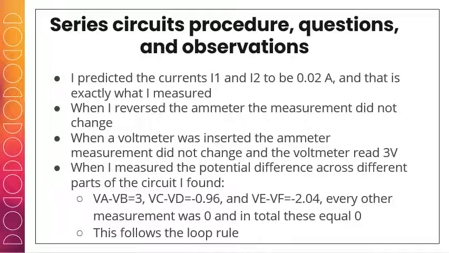When I measured the potential difference across different parts of the circuit, I found that VA minus VB equals 3, VC minus VD equals negative 0.96, and VE minus VF equals negative 2.04. Every other measurement was 0, and in total these equal 0. This follows the loop rule.